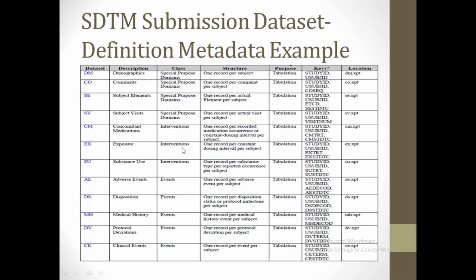EX, exposure, interventions, one record per constant dosing interval per subject. EXTRT is exposure treatment: your investigational product, placebo, whatever treatment you have taken. So that you will write in EXTRT. This is important. And exposure start date time, right? SU, substance use, interventions, one record per substance type per reported occurrence per subject. SUTRT is substance use treatment, and SUSTDTC, substance use start date time.